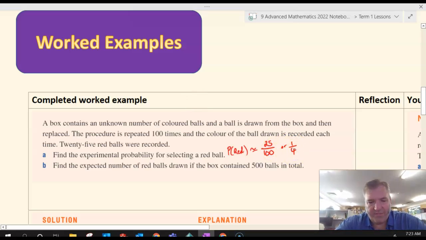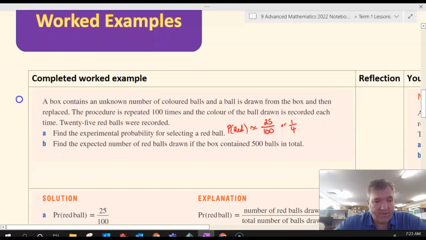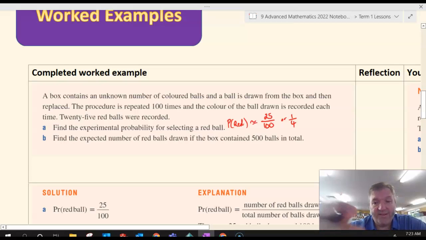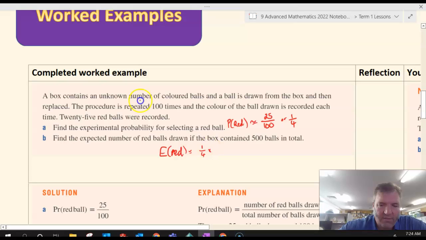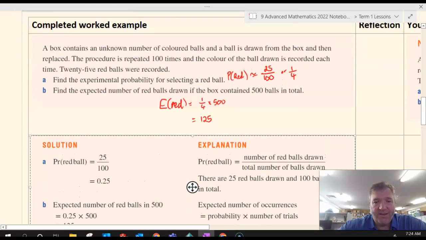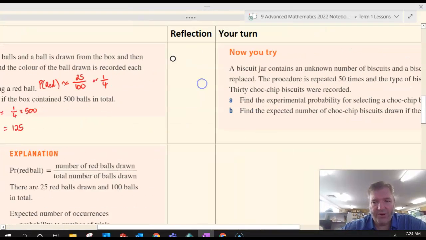I probably stick with fractions, but it's okay for those ones if you don't. Find the expected number of red balls drawn if the box contained 500 in total. I think what they're saying is if I drew red balls 500 times, the expected number of red from 500 trials is 1/4 multiplied by 500, which would be 125. I think that's the question they were trying to ask. If the box contained 500 and we still only had 25, then the probability would be less. That was not well worded.